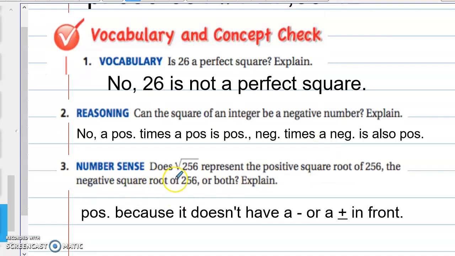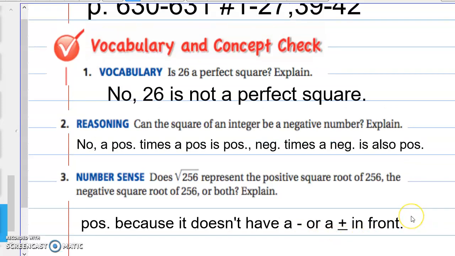And then number 3, does the square root of 256 represent the positive square root of 256, the negative square root of 256, or both? And what this symbol here means, the positive, because notice how there's no minus, there's no plus or minus in front of it, so it means the positive.